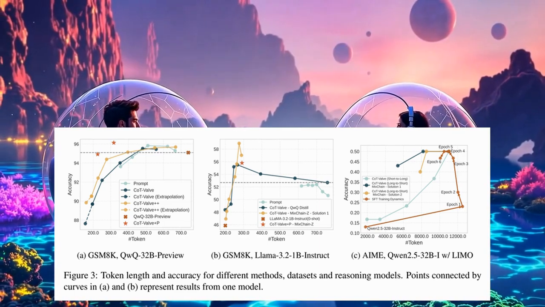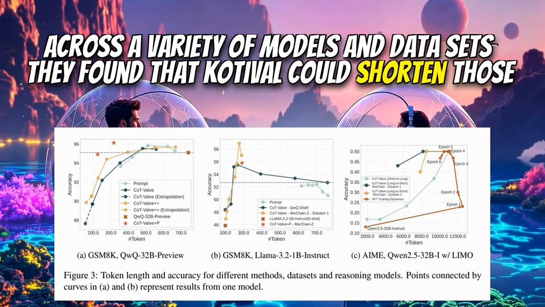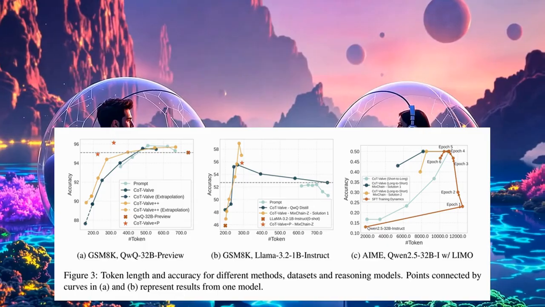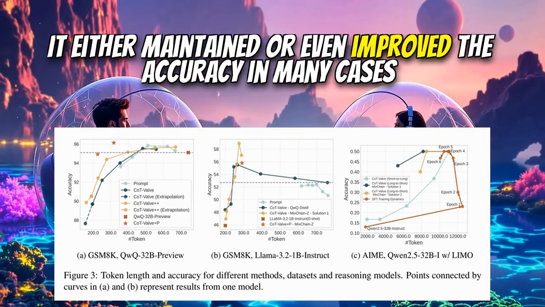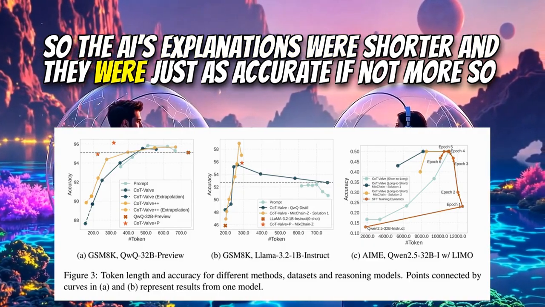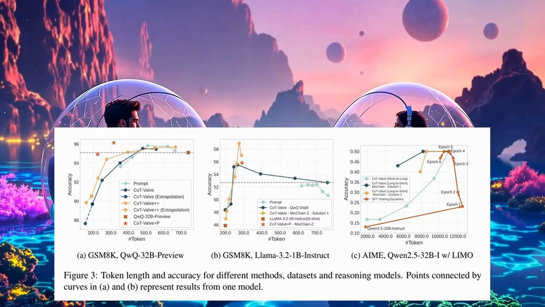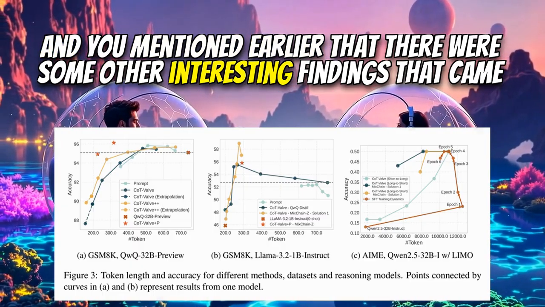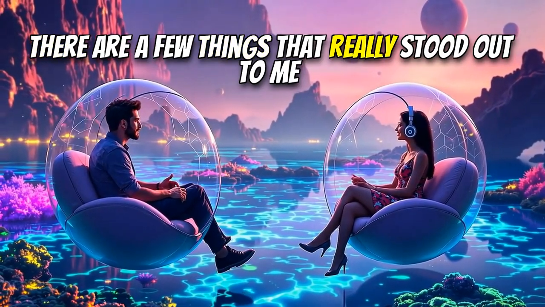They were pretty impressive. Across a variety of models and datasets, they found that CoT-Valve could shorten those reasoning chains significantly. Okay. But here's the kicker. It either maintained or even improved the accuracy in many cases. So the AI's explanations were shorter and they were just as accurate, if not more so. Yep. Pretty incredible, right? It is. And you mentioned earlier that there were some other interesting findings that came out of this research. Oh, yeah. There are a few things that really stood out to me.